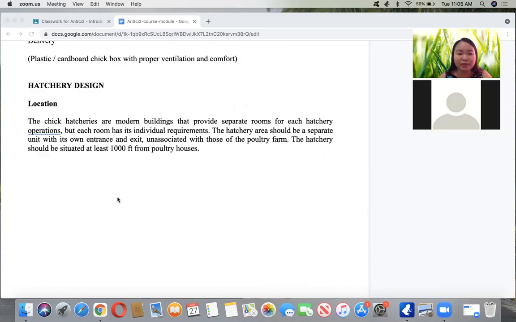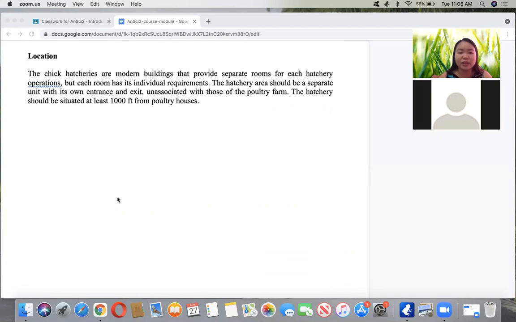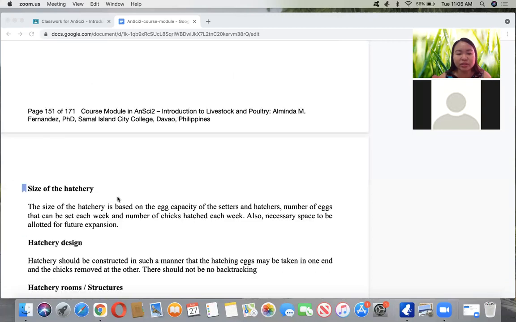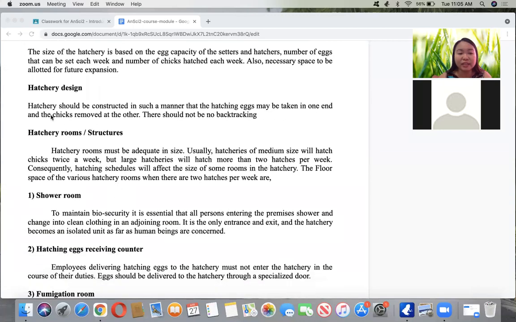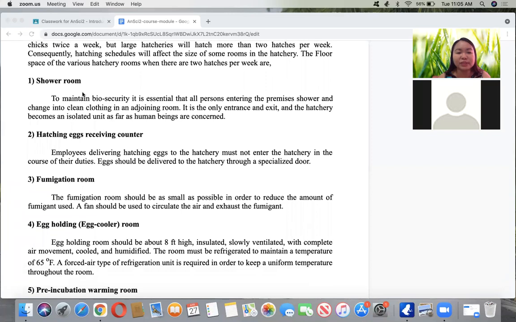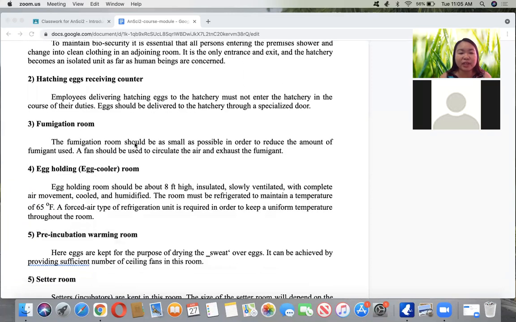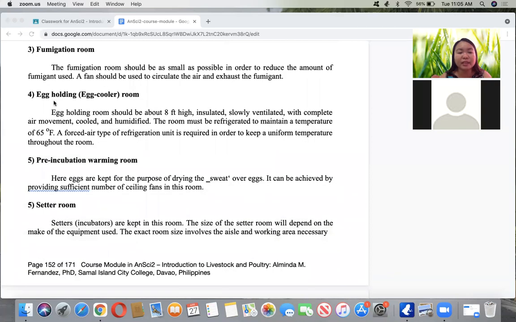I know you know what hatchery already means. So we first talked about location, then the size of the hatchery, and then the hatchery design and its rooms or structure. These are the components of the rooms: the shower room, the hatching eggs receiving counter, the fumigation room, and the one that I was discussing while you were coming in, the egg holding or egg cooler room. It's a room about 8 feet high, insulated and slowly ventilated with complete air movement, cooled and humidified. That's why it's the egg cooler room.